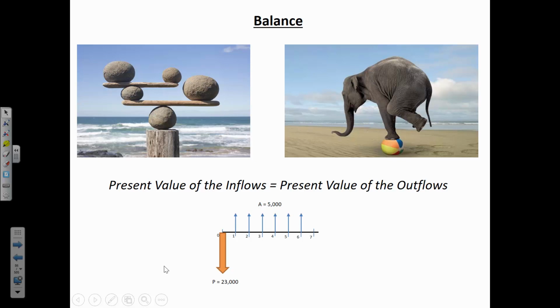So back to the original question, in this cash flow diagram, is the present value of the inflows equal to the present value of the outflows?